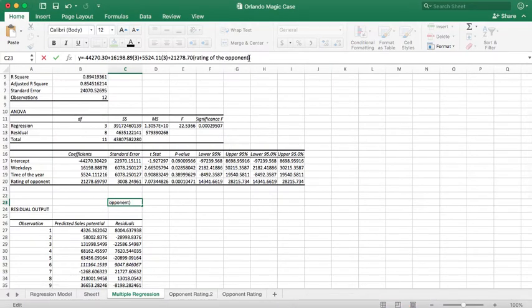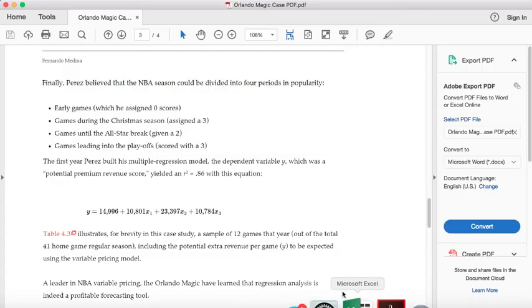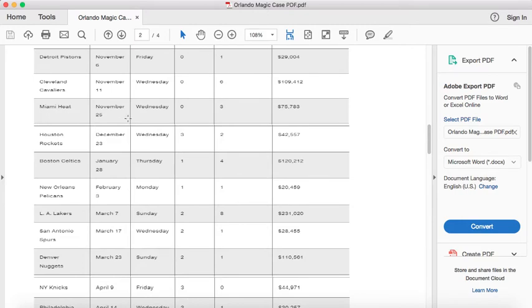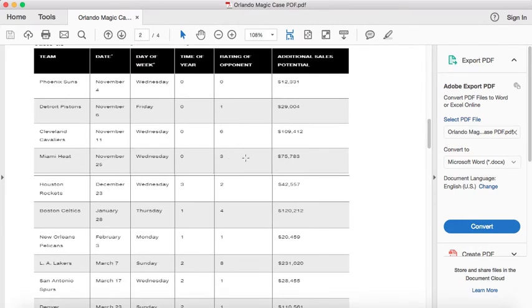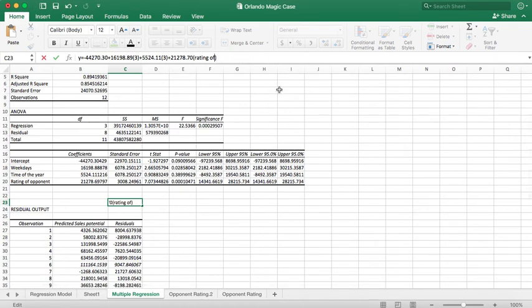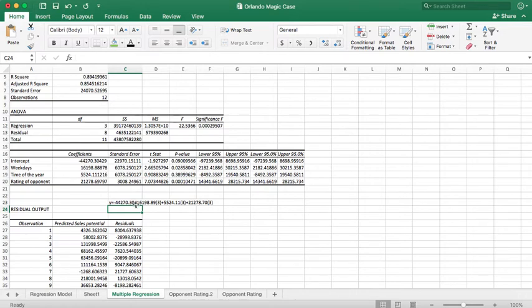And then the rating of the opponent, let's look for the Miami Heat. Rating of the opponent is going to be a 3. So we can go again and type a number 3 here. And then, of course, this formula is not put into Excel as a formula, so that's why it doesn't give us the result or the answer right here. But this is pretty much a formula.